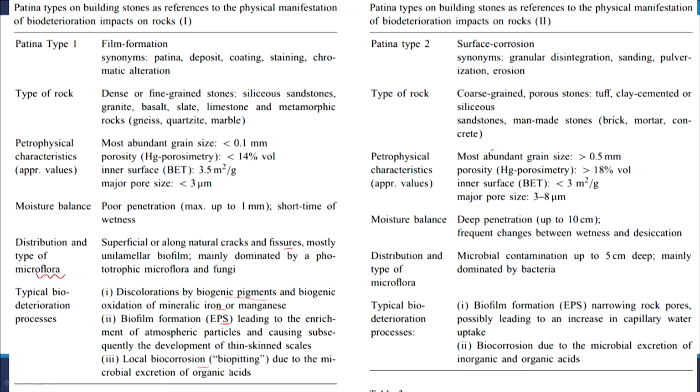The other kind of corrosion that happens is surface corrosion, and this happens to coarse grain. So, not fine grain will undergo film formation, coarse grain will undergo surface corrosion. In case of surface corrosion, often we notice that there is a deep penetration of the moisture, and thus the microbial community also goes deep, up to 5 centimeter, and this is mostly bacteria. So, the biofilm is formed, this is extracellular polymeric substance that is released, and this actually allows microbes, when they form these EPS biofilms in the rock pores, they actually increase the capillary water uptake. They result in biocorrosion by production of organic and inorganic acid due to microbial activities.